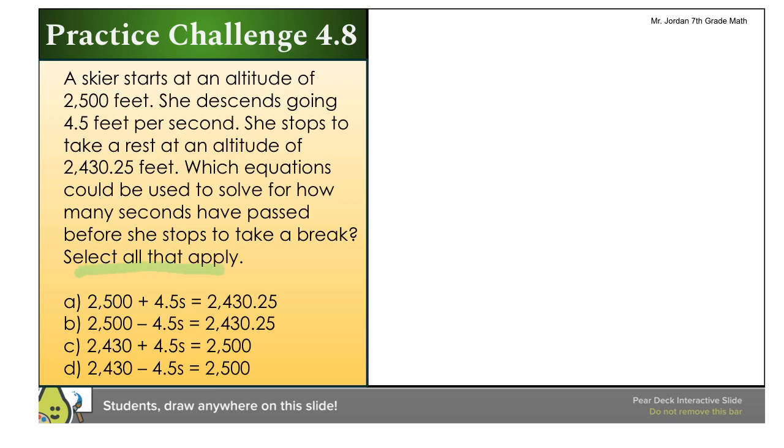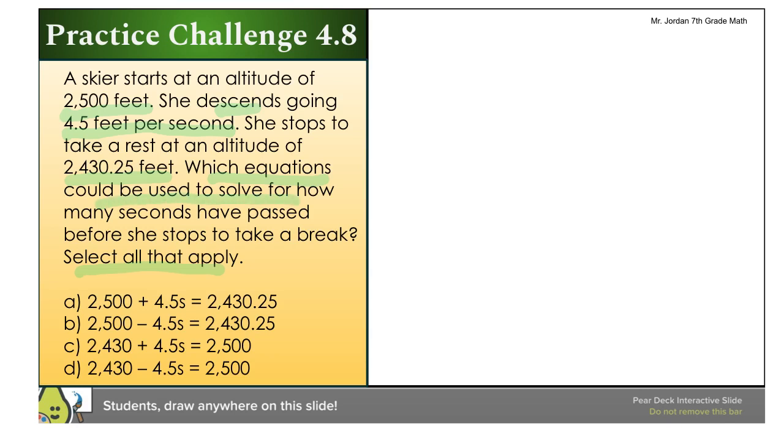So a skier starts at an altitude of 2,500 feet. She descends, so she's going down, 4.5 feet per second. She stops to take a rest at an altitude of 2,430.25 feet. Then which equations could be used to solve for how many seconds have passed before she stops to take a break?